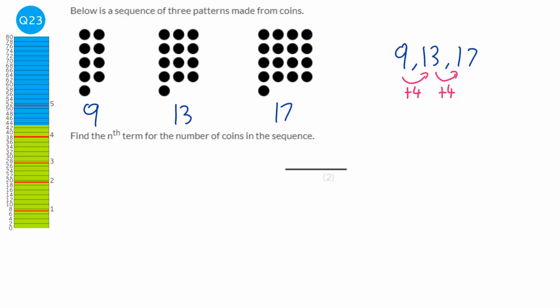And that means our sequence will involve 4n. And then what we do is we go backwards 1 to find the 0th term. So we're going to take away 1. So 9 take away 4 is 5. So the 0th term is 5. And the 0th term just tells us what to add on to the 4n. So 4n plus 5 will be our answer.